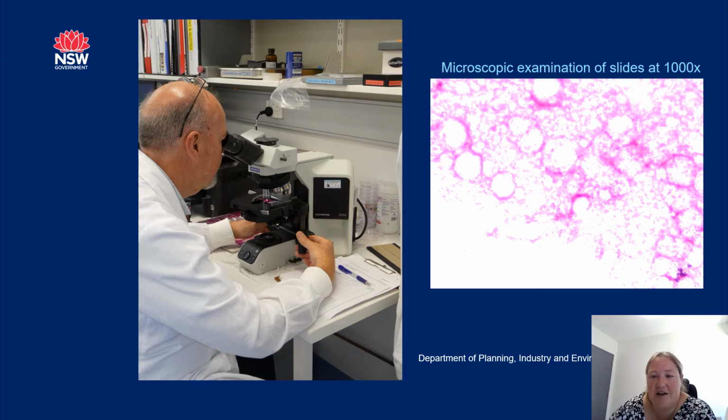And in the next slide, you can see here that these little spores here are the ones that we're looking for. And there's thousands of them, millions of them. And when we identify these, it's AFB positive.